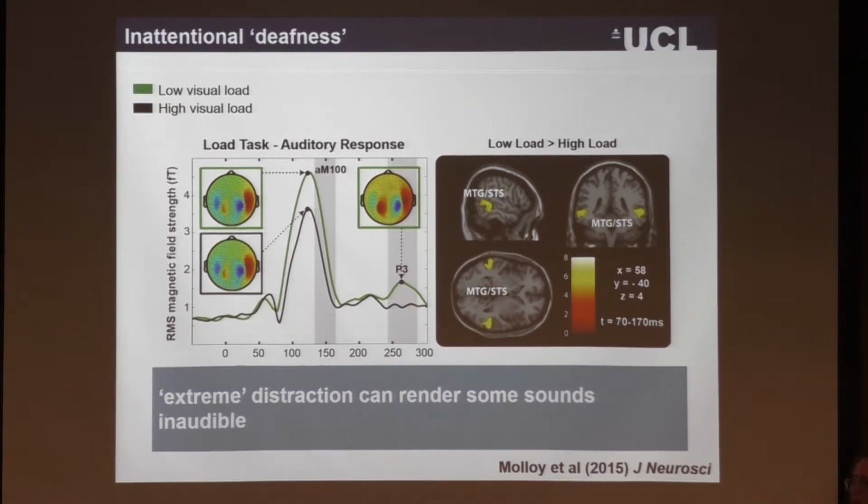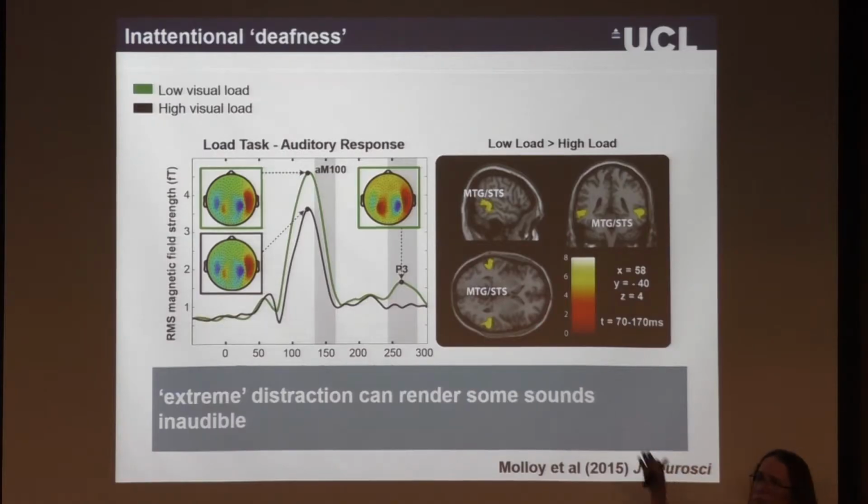Now this needs to be taken with a caveat in that we didn't ask them. This was a task where sounds were entirely irrelevant, so we don't know whether they were or were not aware of these sounds. But the absence of this response and the link to previous work that links this response to awareness suggests that that's probably the case.